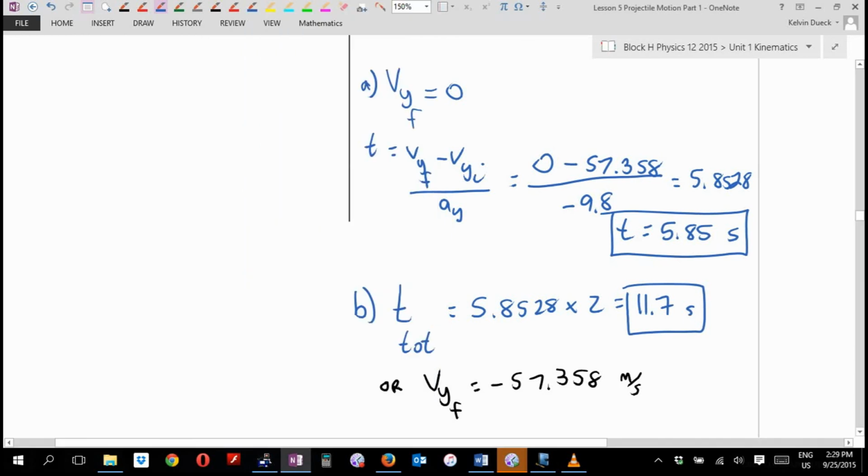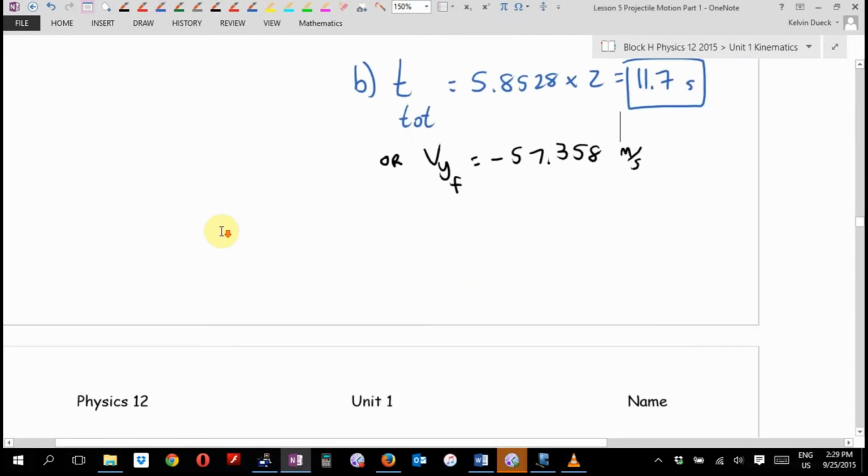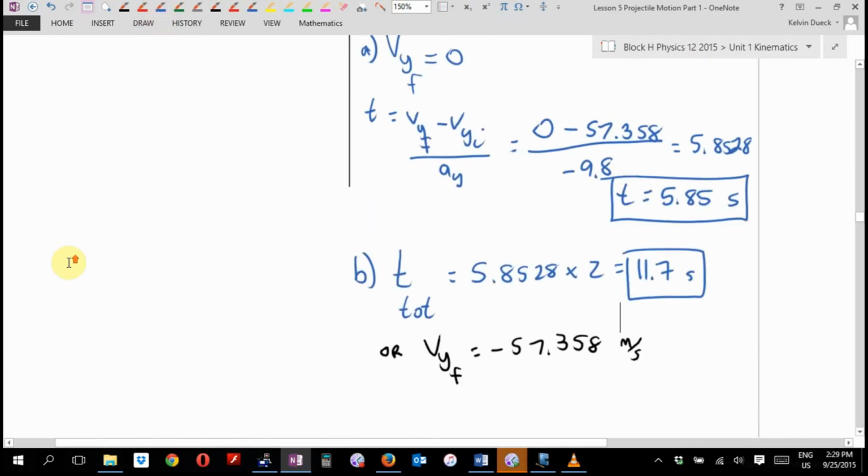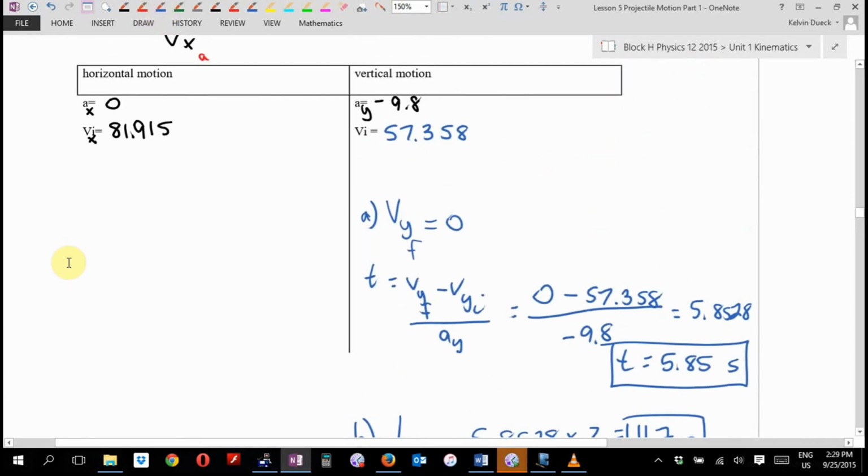We're going to finish with part C and then pause. What did part C want us to find? Range, horizontal or vertical? Well, then I'm going to do that here. Wait a minute, Mr. Dueck, you only know 2 things. So I want to find the range. Or do I know 3 things here now in this column?